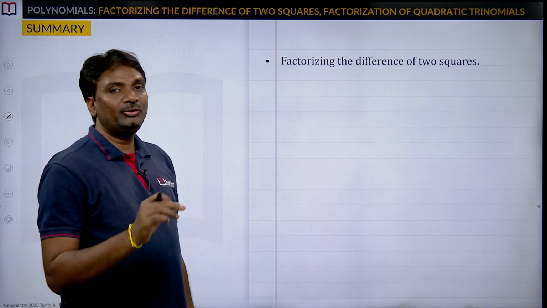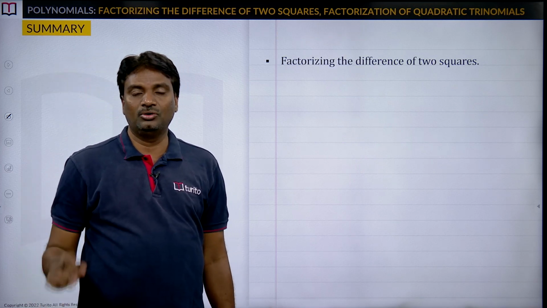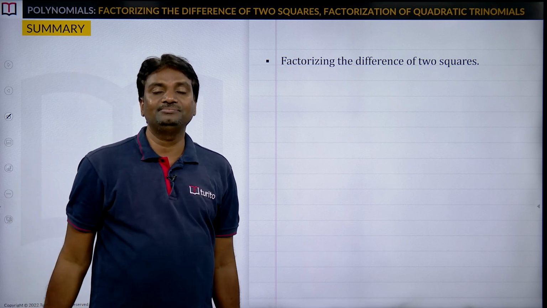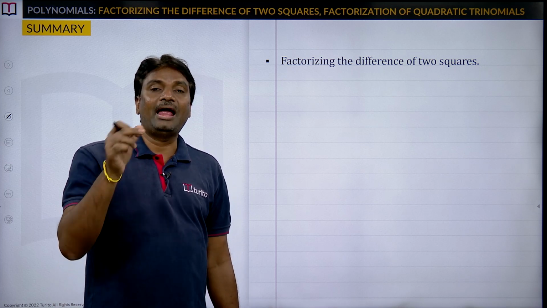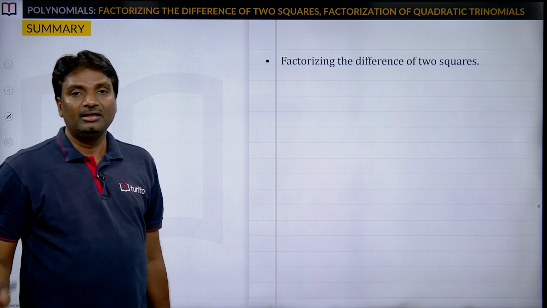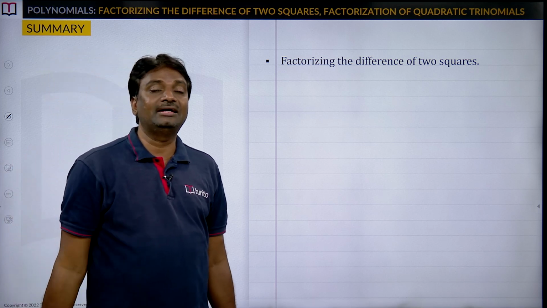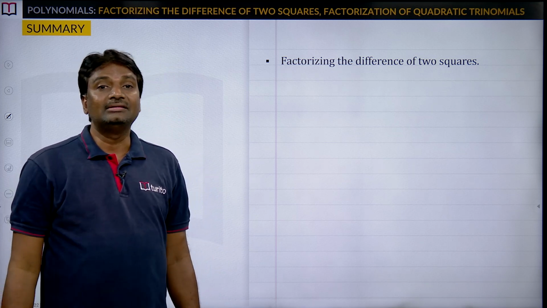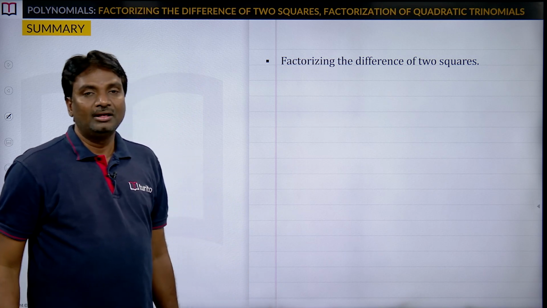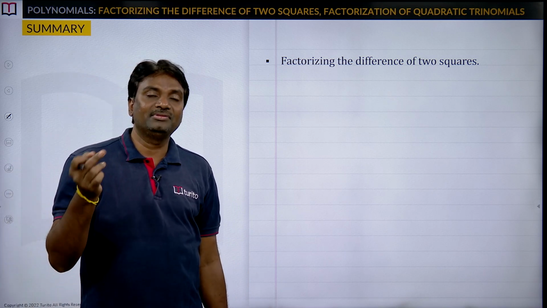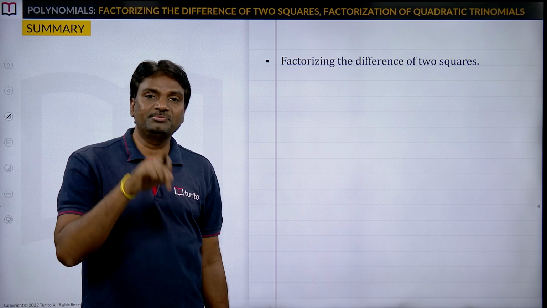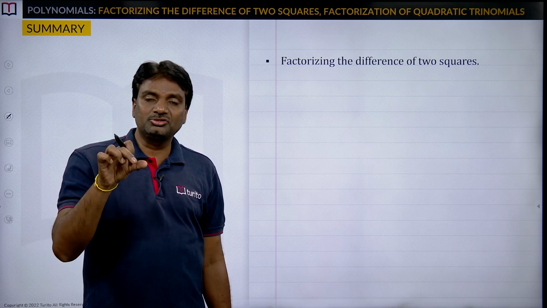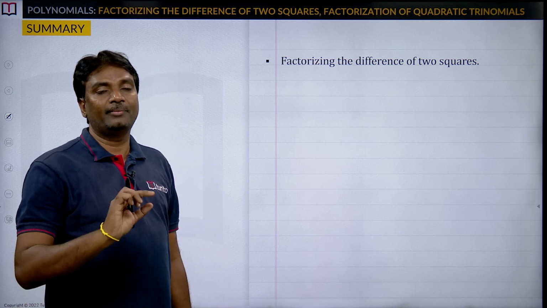Okay. So, in today's class, we have discussed factorization of quadratic trinomials. When a polynomial contains second degree and contains 3 terms, we can say that it is a quadratic trinomial. If a polynomial contains 3 terms, it is a trinomial. If the degree of the trinomial is 2, then it is a quadratic trinomial. The quadratic trinomial may have the form x square plus bx plus c or ax square plus bx plus c. For expressing those two polynomials as the product of two factors, the procedure is the same.